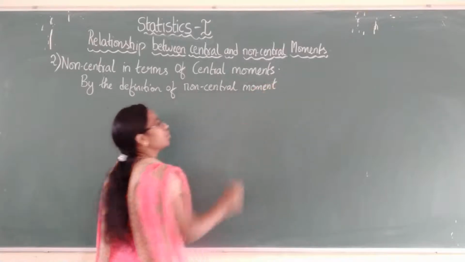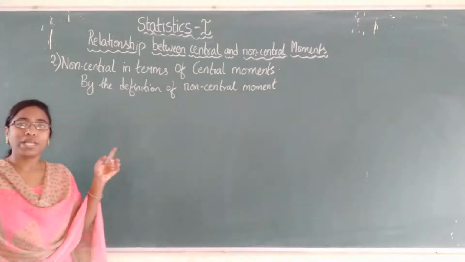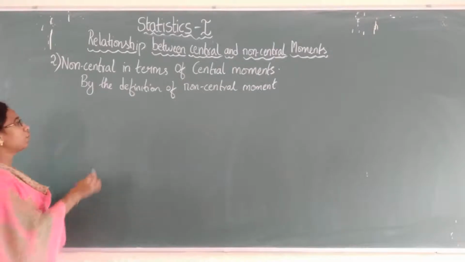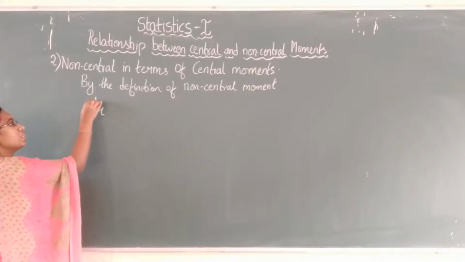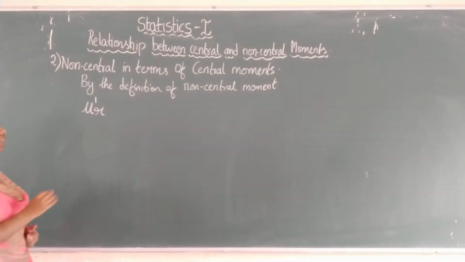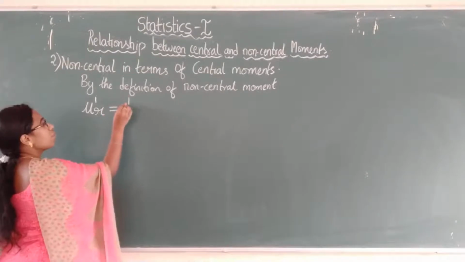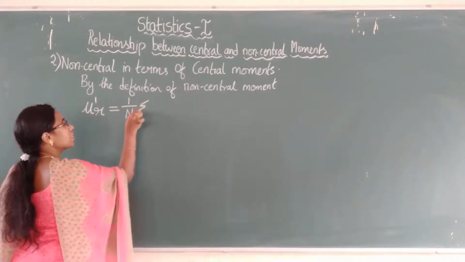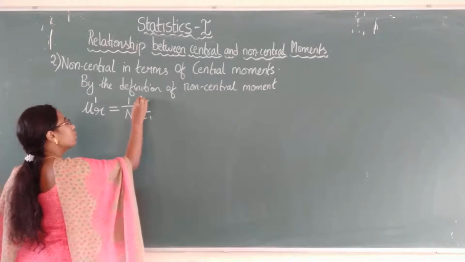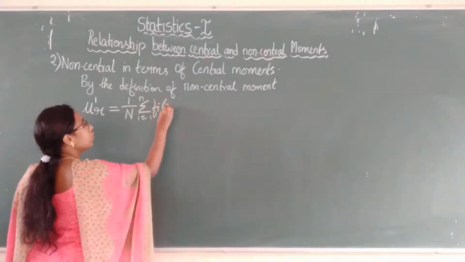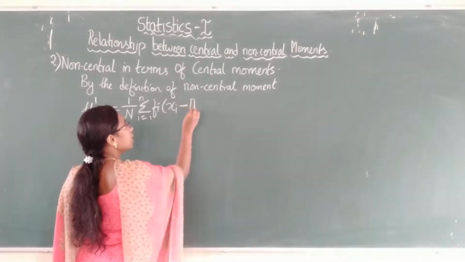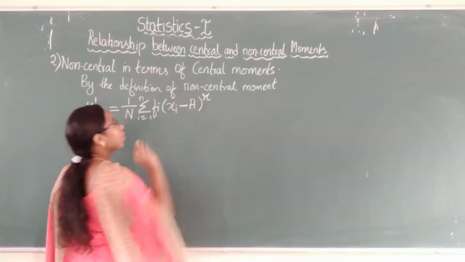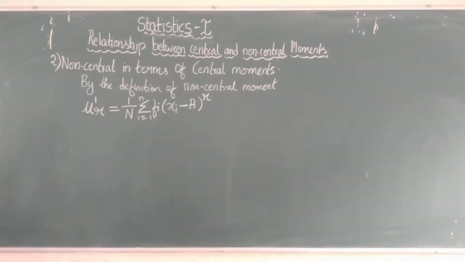What is the rth moment denoted with? Non-central moments are always denoted with mu dash. So here I am writing the rth moment: mu r dash is equal to 1 by n summation i equals 1 to n f i into, where the deviations are taken from a constant a, that is x i minus a, whole power r. So this is the rth non-central moment.